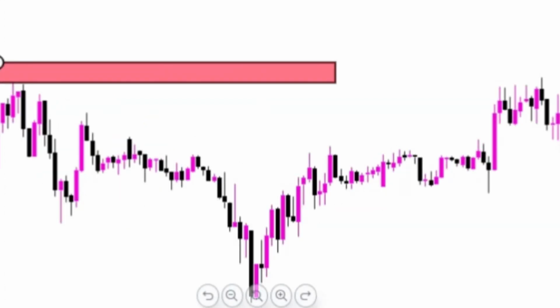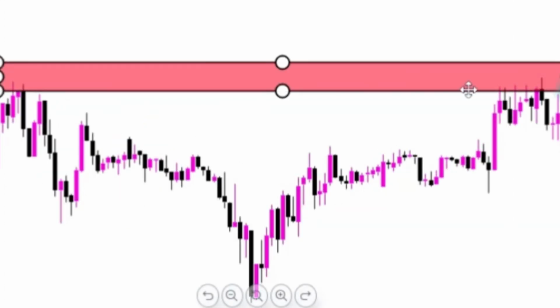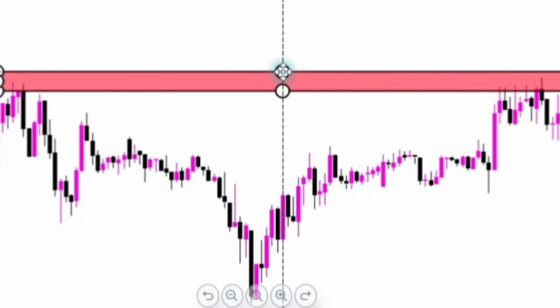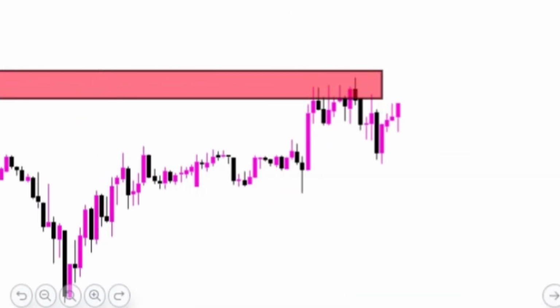So, here we can see the market making a resistance zone at this point. And thus, we would wait for the market to reach this point for the third time in order to initiate our short trade into the market.